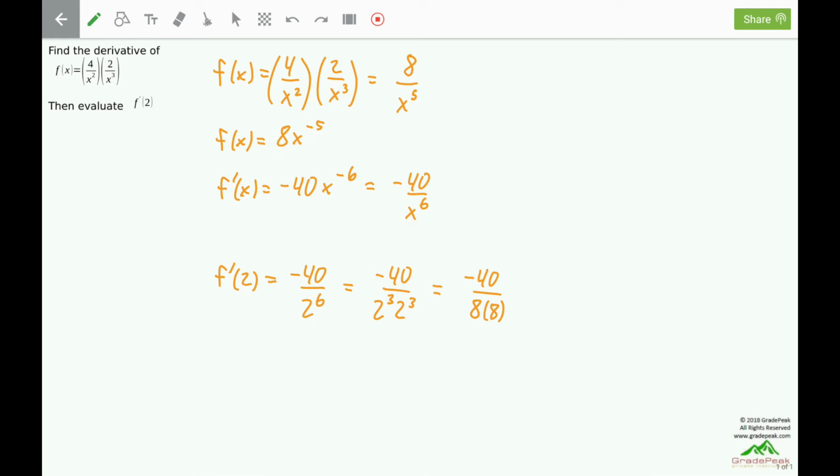They're multiplying each other, so you only cancel one of them. But 8 divides into 40 5 times. So we can cancel the 8, pick one of them with the 40 to give us a 5, and I end up with negative 5 over 8.